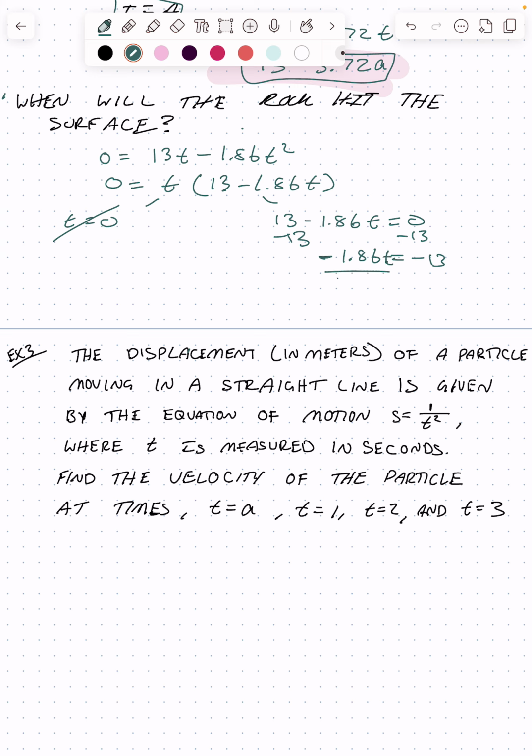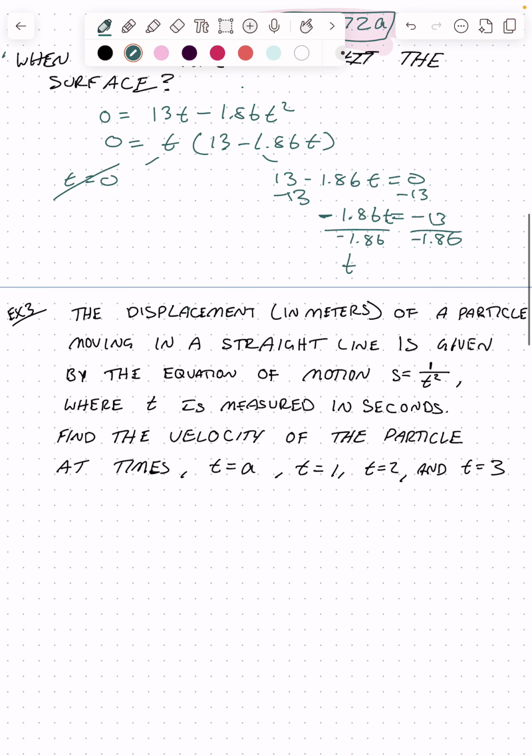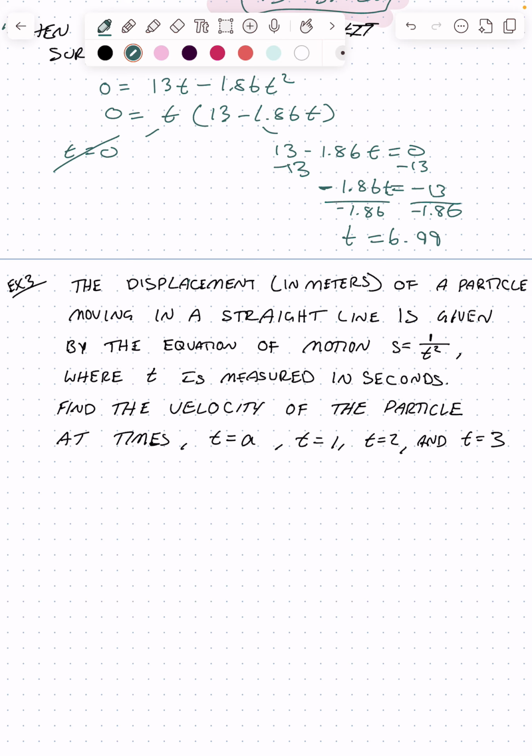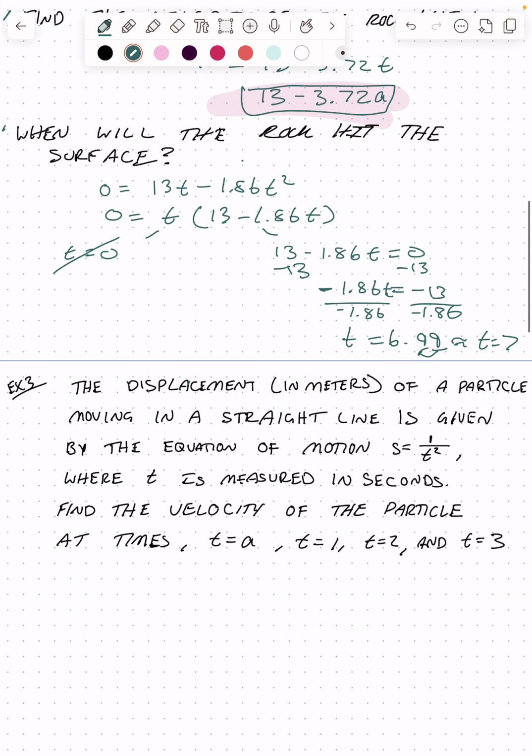All right. All we're doing is getting t by itself, and this part I'm plugging into a calculator. 13 divided by 1.86. I did not include the negatives because two negatives cancel each other out, so there's no point in plugging it in. And we get 6.99 when you round it. So it depends how they want your answer. WebAssign asks to be rounded to just 1 decimal. So when this gets rounded, you get t equals 7. So our answer for this is t equals 7.